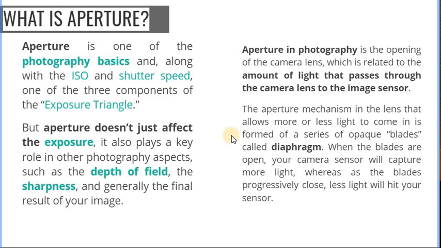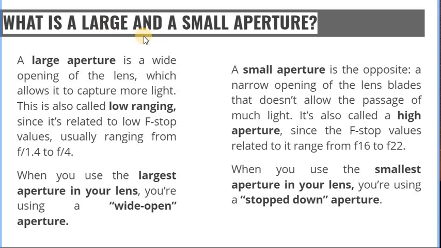The aperture mechanism in the lens that allows more or less light to come in, in a form of a series of opaque blades, is what we call the diaphragm. So, yung blades na nakikita nyo na black, na nag-a-adjust kapag iniikot natin yung aperture ring, ang tawag po natin doon ay diaphragm. Okay? Diaphragm. So, when the blades are open, your camera sensor will capture more light, whereas as the blades progressively close, less light will hit your sensor. So, what is a large and a small aperture?